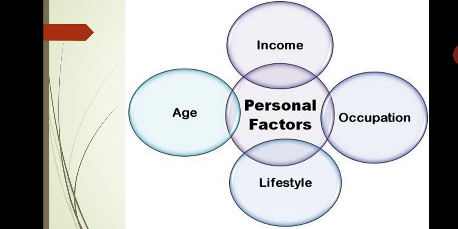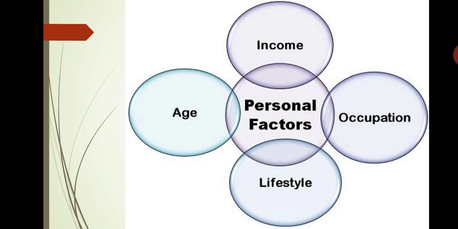And next one, lifestyle. So the lifestyle of a person determines his interaction with the society in which he lives. So marketing managers have to design different marketing strategies to suit the lifestyle of the consumers. So lifestyle means a person's pattern, or way of living, as expressed in his activities, interests and opinions.